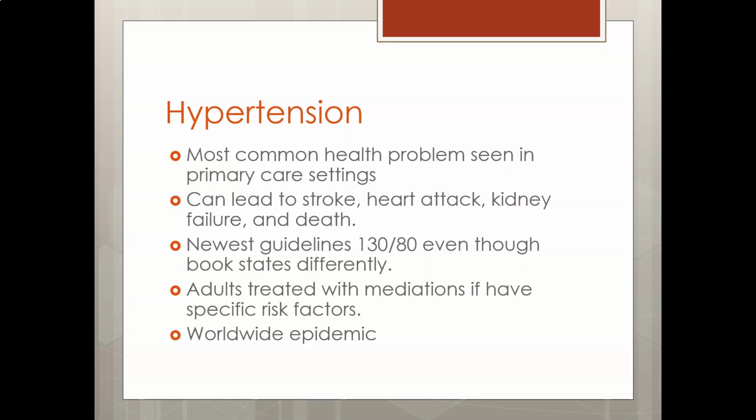Even though the book gives different values, the newest guidelines, and they're really not all that new. In fact, I looked at the copyright date on our book, and the new guidelines are 130/80, and we've been following those guidelines for, I think, 2 years now. I could be wrong. Days and months and years run together sometimes, but it's been a long time. I want to say 2 years, even though the book states a different value. But we will be responsible for knowing that the newest guidelines say that anything above 130/80 is considered hypertension.